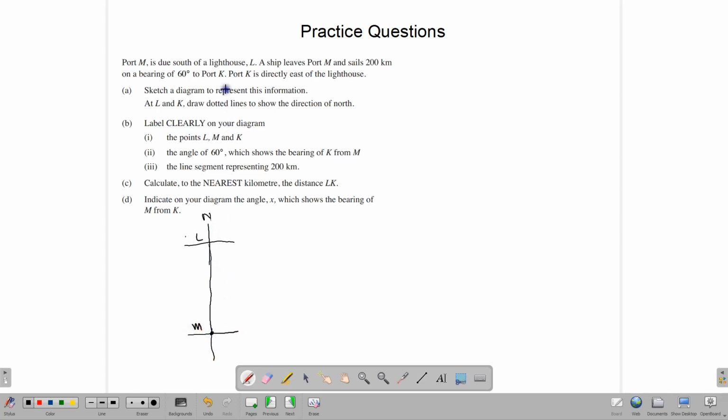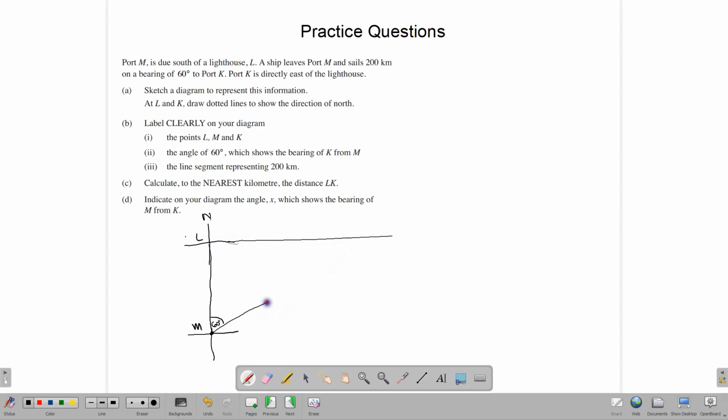And we are told that now the ship leaves port M and sails 200 kilometers on a bearing of 60 degrees. So measuring the bearing from the north line, we can put in our 60 degrees, and that 60 degrees would end up being here. That's our bearing. Now we are told something else, that this ship is going to sail from M to K. We are told that K is directly east of the lighthouse. So this is the lighthouse, which means that we have to extend this line outward.